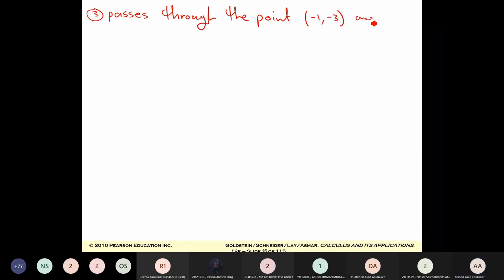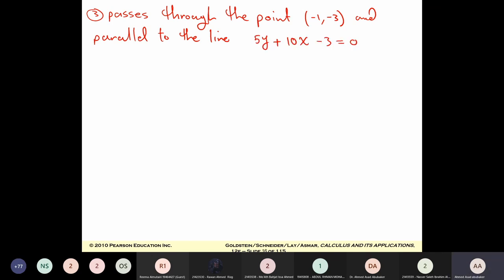Example number 3. Find the equation of the line that passes through the point (-1, -3) and is parallel to the line 5y + 10x - 3 = 0.